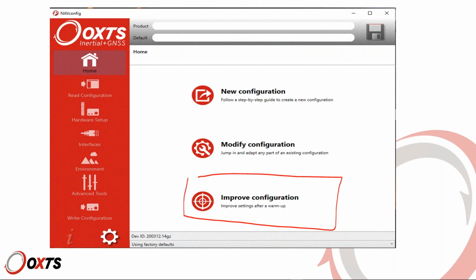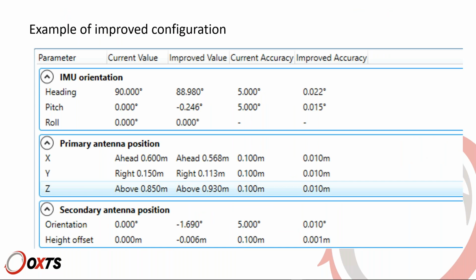So the improved configuration tool, you can find that on the home page of NAVconfig. You click on that button and it takes you from there. This is an example of improved configuration. You can see how the system improved the value of the orientation angles and tightened the accuracies from 5 degrees down to 0.02.